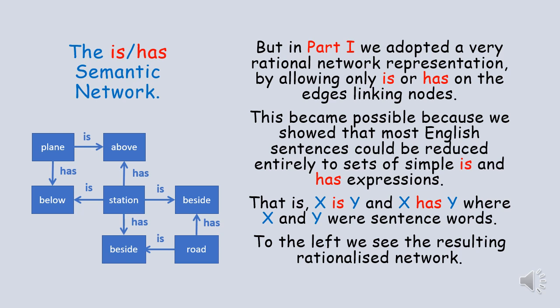But in part 1, we adopted a very rational network representation by allowing only is or has on the edges linking nodes. This became possible because we showed that most English sentences could be reduced entirely to sets of simple is and has expressions. That is, X is Y and X has Y, where X and Y were mostly single sentence words. To the left we see the resulting rationalized network.